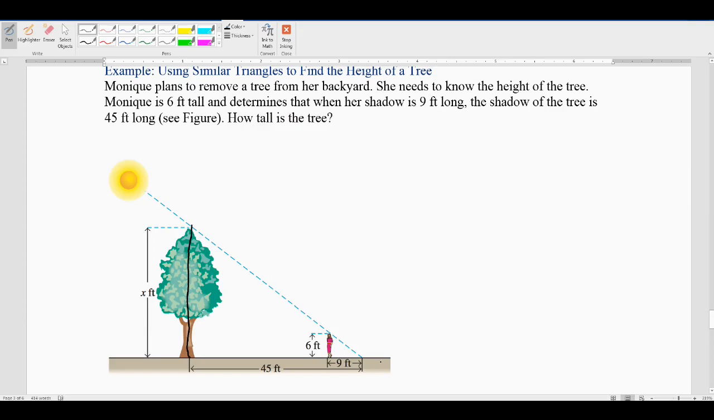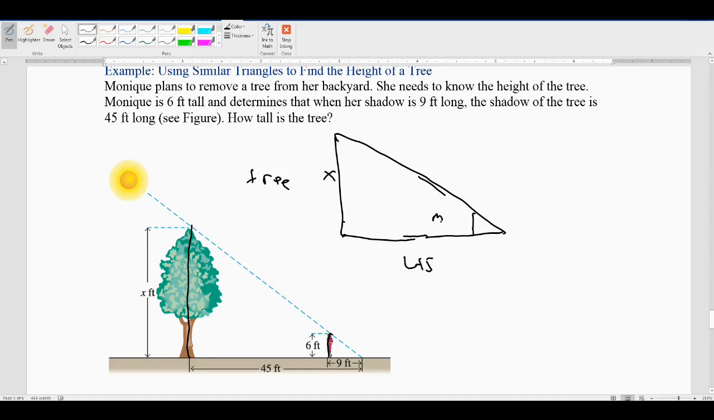So this is a triangle, and you're told that the shadow of the tree is 45 feet long, so that's 45 feet. Monique is 6 feet tall, and her shadow is 9 feet long. So what you have is this triangle inside of this big triangle. So if I were to draw that out to where you can see it. Big triangle. This is the tree. This is our unknown, so we're just going to call it X. Now the shadow of the tree is 45 feet. Then you get this small triangle, and this is Monique. And Monique is 6 feet tall, and her shadow is 9 feet long.